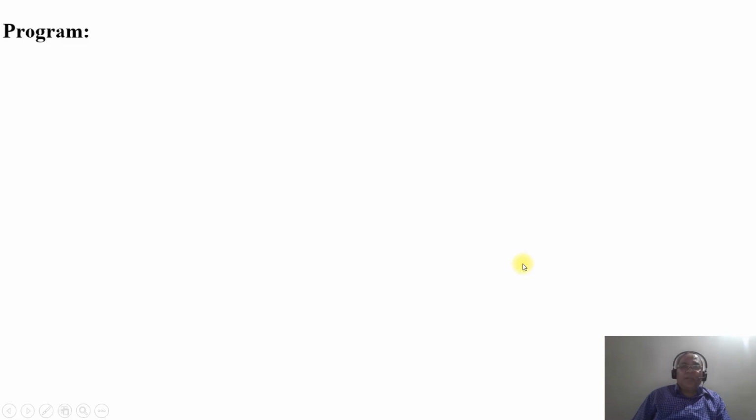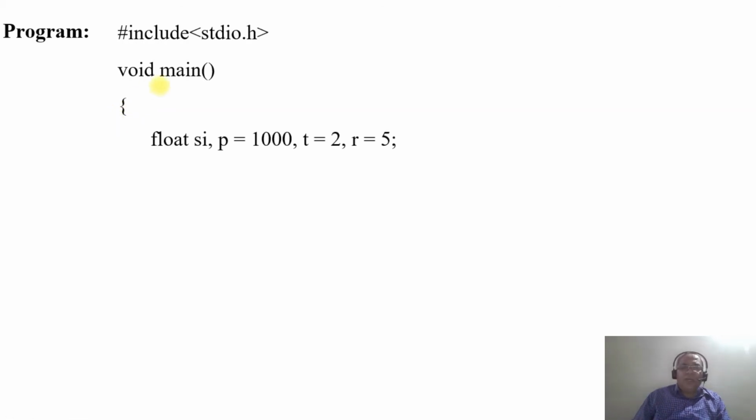Similarly, if I want to write a simple program, first #include <stdio.h>, then we have the main function where the program starts. That is indicated by the flower braces. Now I will declare the simple interest as a float variable, and I will assign the principal value P equal to 1000, then the term as 2 years, and the rate of interest as 5%.